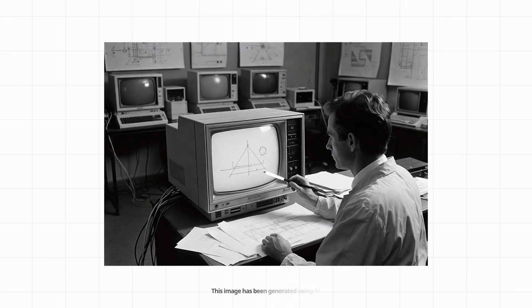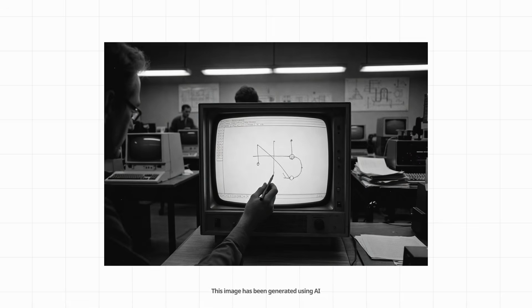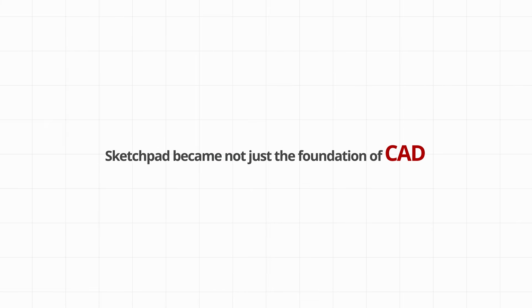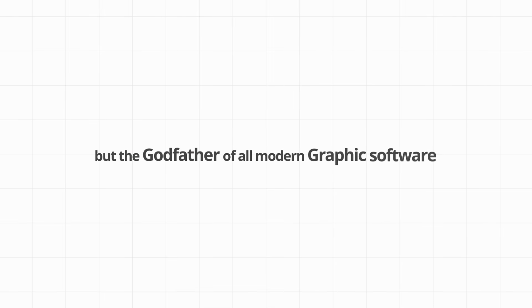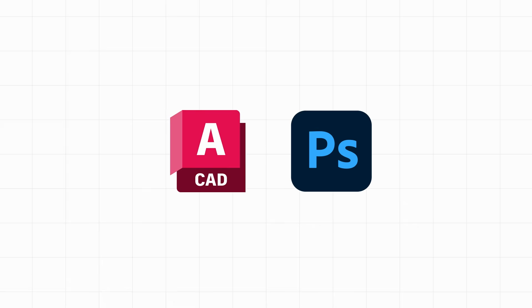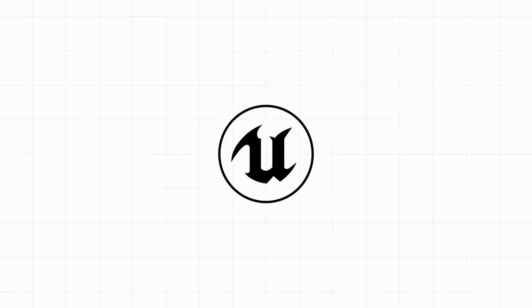Today it might seem simple, but imagine, for the first time in history, a human being could use a light pen to draw lines directly on a screen, create circles, construct geometric shapes, move them around, resize them, and the computer could understand these changes. This wasn't just an improvement, it was a quantum leap. Sketchpad became not just the foundation of CAD, but the godfather of all modern graphic software. From AutoCAD and Photoshop to operating system graphical interfaces, and even video games.